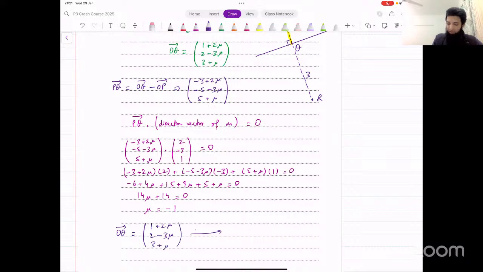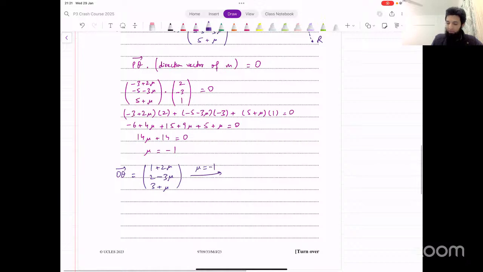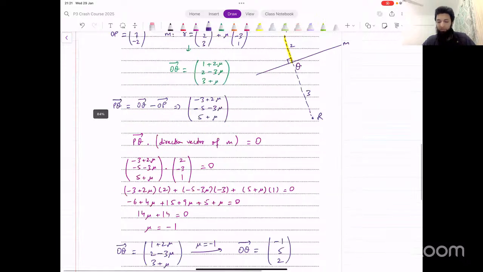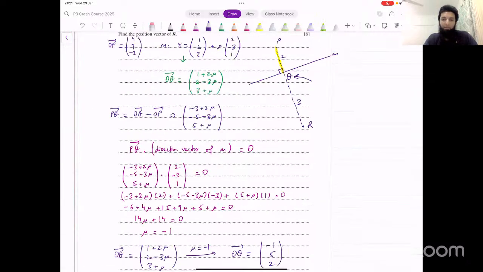Let's input mu equal to -1, and the vector OQ therefore becomes 1 minus 2, which is -1, 2 minus 3, that is 2 plus 3, which is 5, and 3 minus 1, that is 2. That's the vector OQ. So we found the foot of the perpendicular, this vector here, OQ. That should get you at least 4 marks until this point. Finding the foot of the perpendicular.